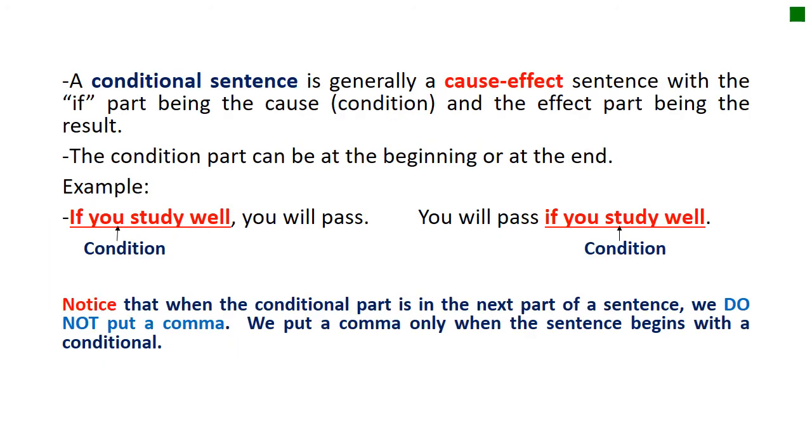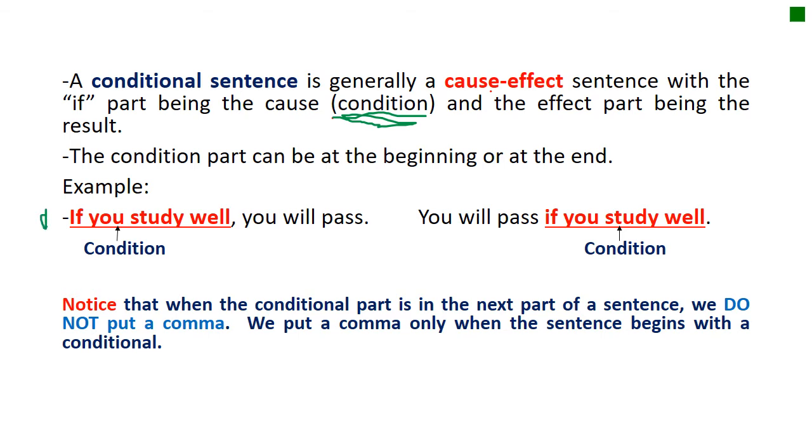Now, also about a conditional sentence. So first of all, it's a supposition, the opposite of a reality. Okay, I'm supposing something. Second, a conditional sentence is generally a cause-effect sentence with the if part being the cause, or what we call the condition, okay? And the effect part being the result. So, in a conditional sentence, we have a condition and a result. If water reaches 100 degrees, comma, it will boil. Condition, result, okay? The condition part can be at the beginning or at the end.